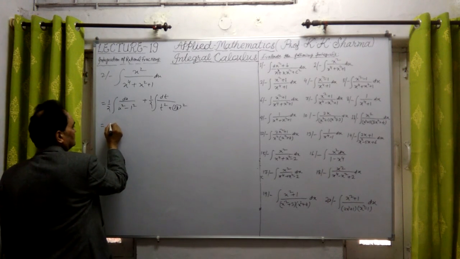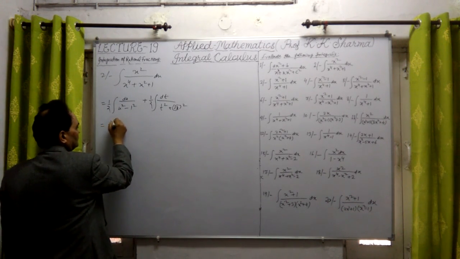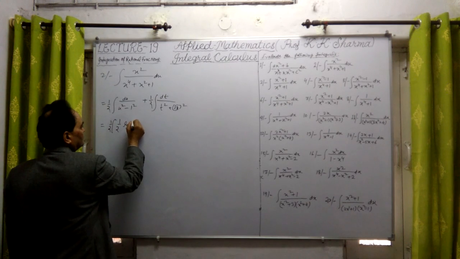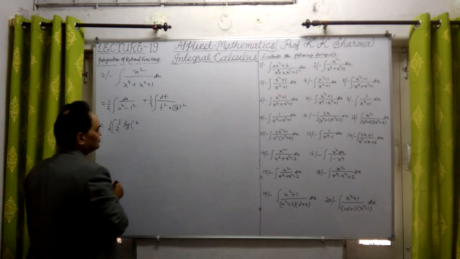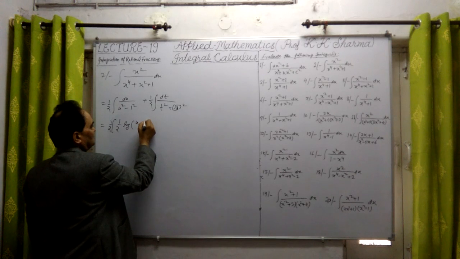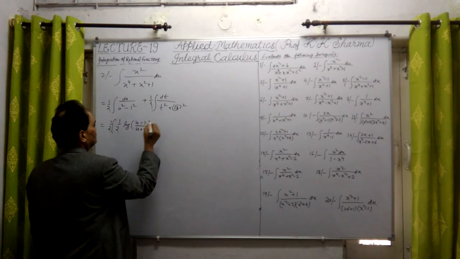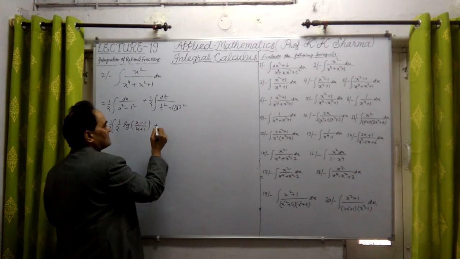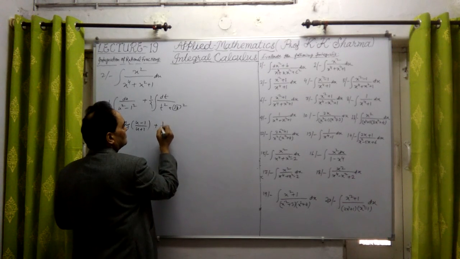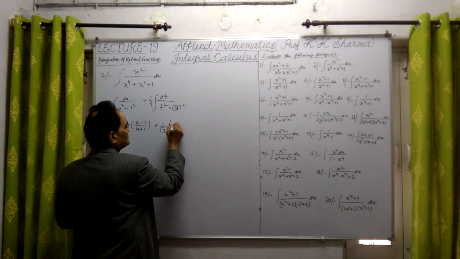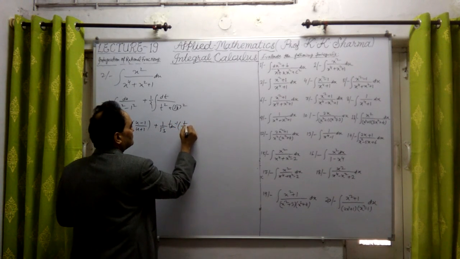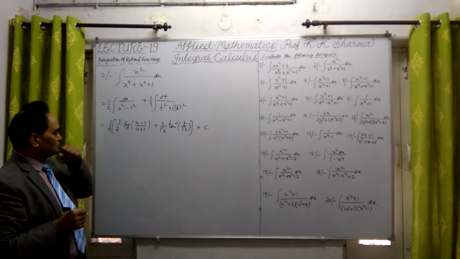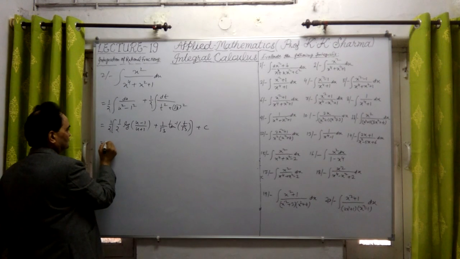Let me solve this. This is nothing but 1/2, and 1/2 into 1/(2a), where a is 1, log of (u − 1)/(u + 1). And this 1/2 is taken from this also. This is nothing but 1/a, where a is √3, tan⁻¹(t/√3) plus constant of integration. These are the two values. Let me multiply this.